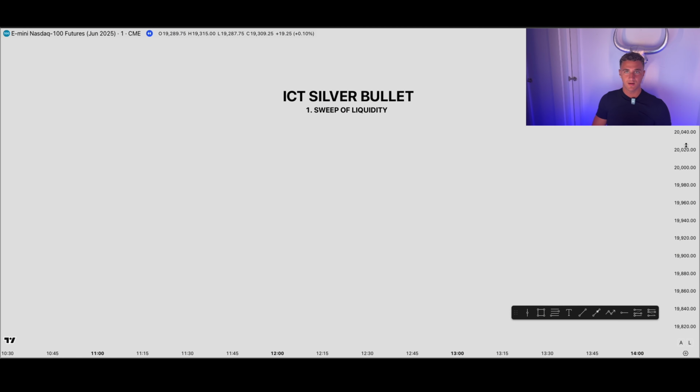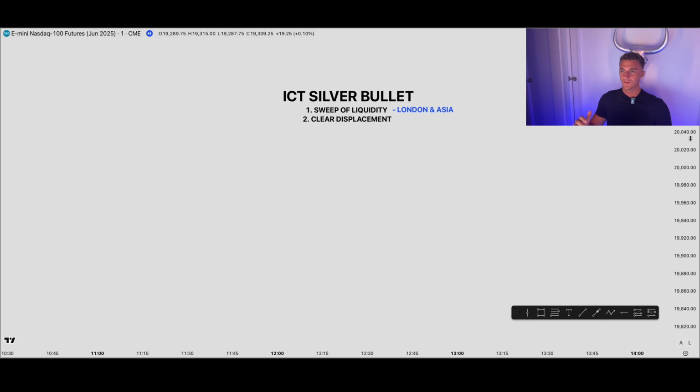Even better if we sweep, for example, session liquidity like London highs, London lows, Asia highs, Asia lows. That is going to be 10 times better and more significant compared to just sweeping any 15-minute high or low. The same rule goes for if we sweep, for example, equal highs or equal lows. It's going to be high probability.